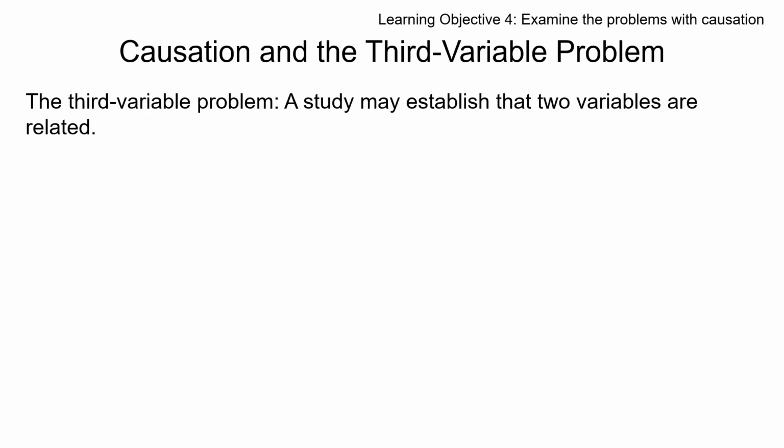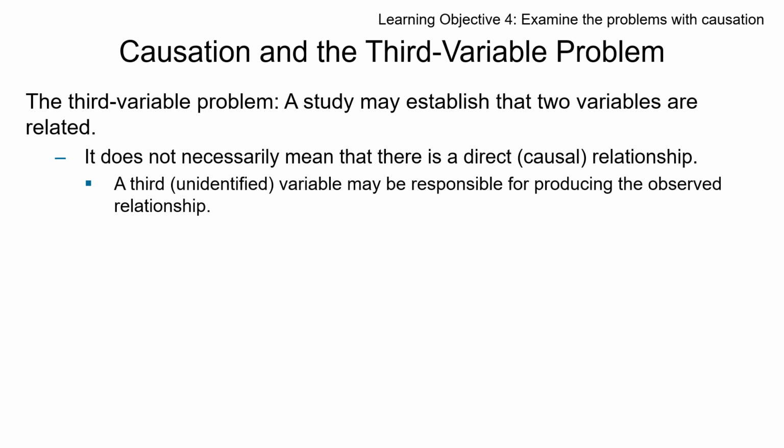Which gets us to the fourth learning objective. It's the third variable problem. So again, we're trying with our experiment to establish that two variables are related, and we're doing that through those steps, that temporal precedence. But we're checking the association statistically. If we find a relationship, it doesn't necessarily mean that there's a direct causal relationship. A third unidentified variable may still be responsible for producing the observed relationship.